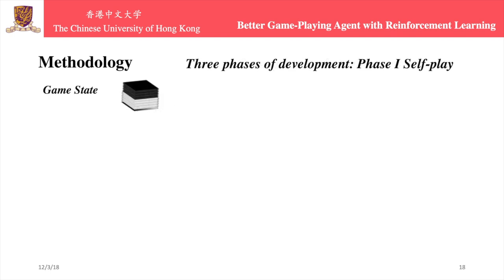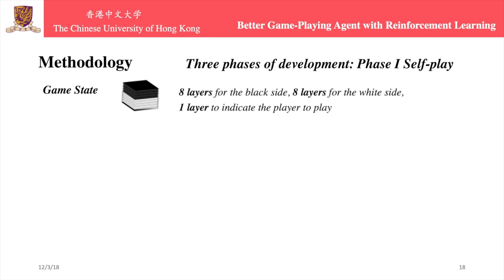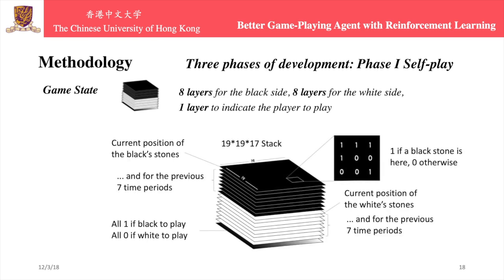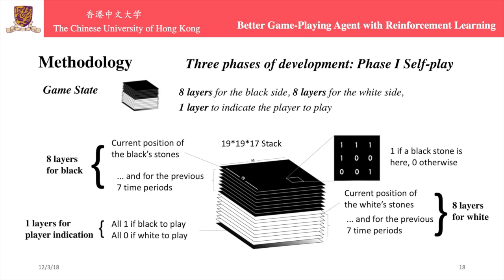So what is the game state here? It's actually an image stack containing 17 layers. 8 layers are for the black side and 8 layers for the white side, and 1 extra layer is employed to indicate the player to play. So here is what a game state looks like. We have 8 layers for black, 8 layers for white, and an extra layer.